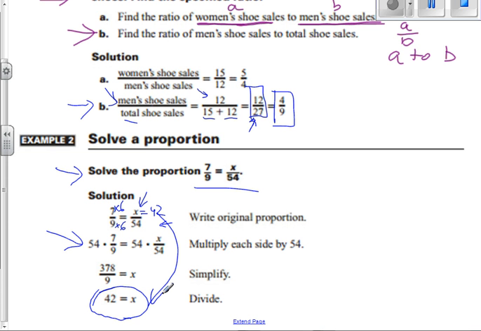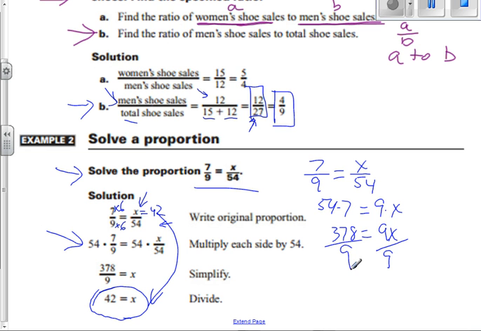Okay, so that's one way to solve. Another way to solve that you'll see is cross product. So you have 7 over 9 is equal to x over 54. You can say 54 times 7 is equal to 9 times x. 54 times 7 would be 378, and then 9 times x would be 9x. Then you divide both sides by 9, and x is equal to 42. So it's the exact same answer. So there are three quick, simple ways that you can solve a proportion.